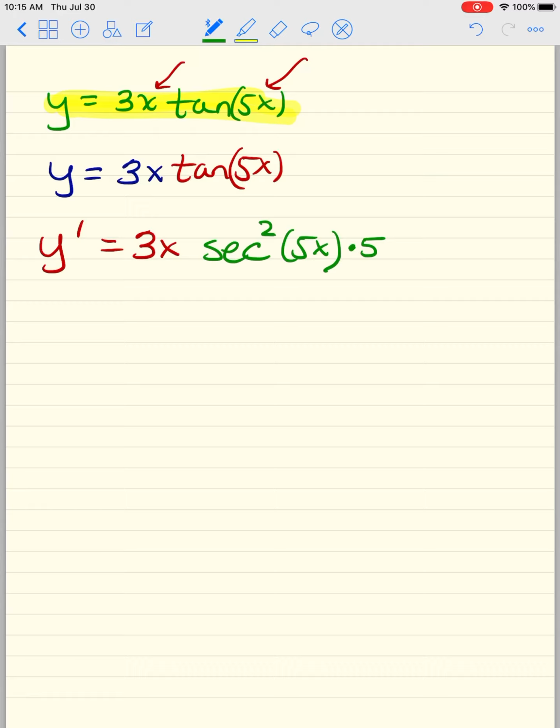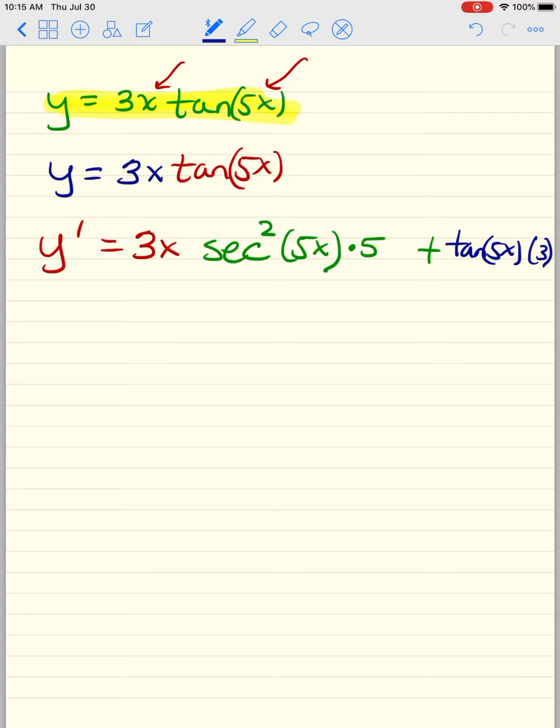Okay, so that's the first part. I kept the first, I took the derivative of tan angle. Derivative of tan is powerful, so it's secant squared angle times the derivative of the angle. Now we have to do it the other way. Plus, let me grab a different color. Plus, keep the second just the way it is, times the derivative of the first. The derivative of 3x is just 3.